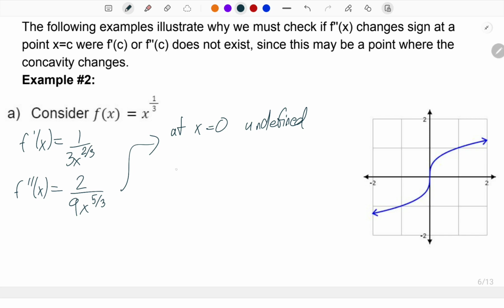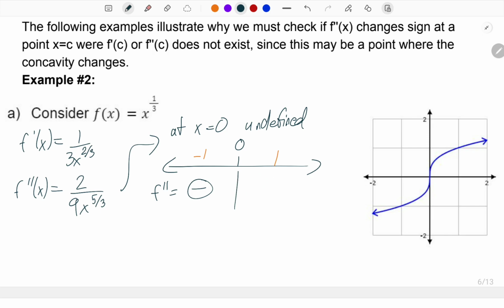So let's check this with a number line. On the number line, let's just put in 0, and let's test -1 and 1. If you plug in -1, well, -1 to the 5/3, that's a negative number. So it's just going to be some sort of negative answer.